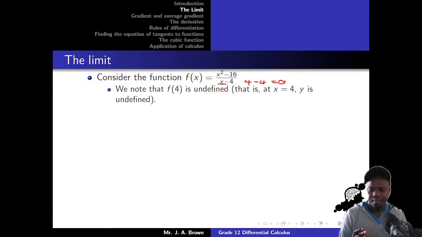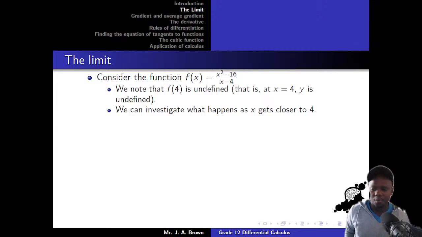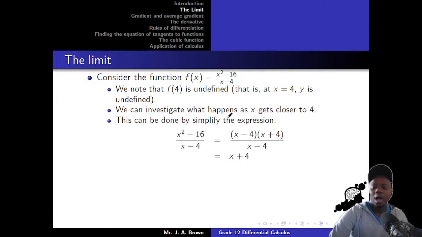Hence, we are saying that we want to be interested in what happens as we get closer and closer to x equals 4. Not necessarily what happens at x equals 4, because we know we've got an undefined value. So, how do we calculate what happens closer to x equals 4? Basically, what you will notice is that your numerator is a difference of 2 squares. When factorizing this difference of 2 squares, we will get x minus 4 into x plus 4 divided by x minus 4. Now the x minus 4 and the x minus 4 will cancel out, leaving you with x plus 4.